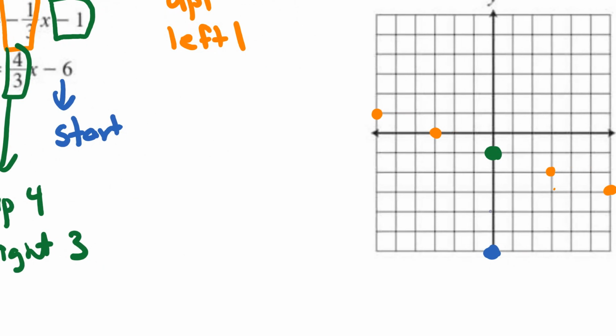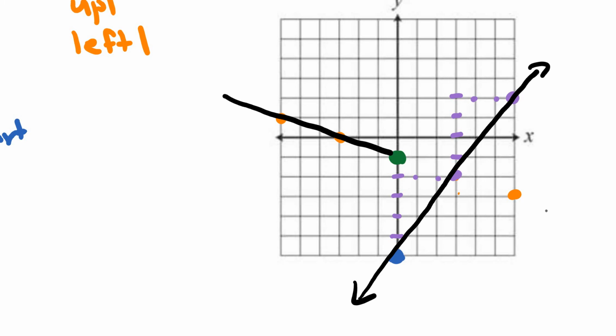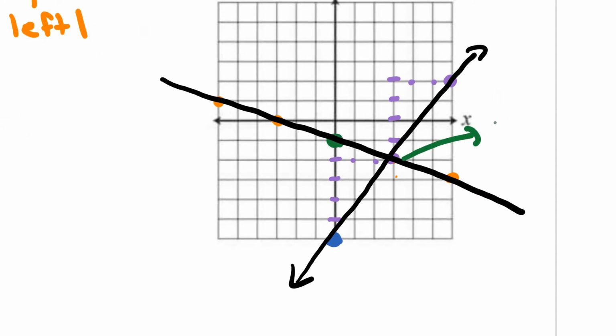So let's do that. Up 4: 1, 2, 3, 4, and over 3: 1, 2, 3 right here. And then up 4, 1, 2, 3, 4, and over 3, 1, 2, 3. And there you go. And there's the line from my previous one. And you'll notice that this is my intersection point right there. And that's the point 3, -2.